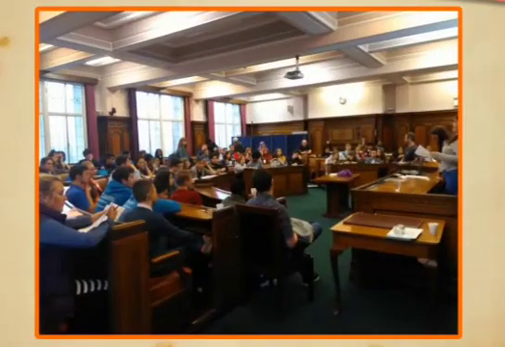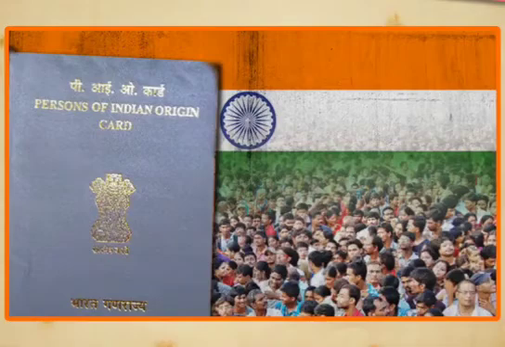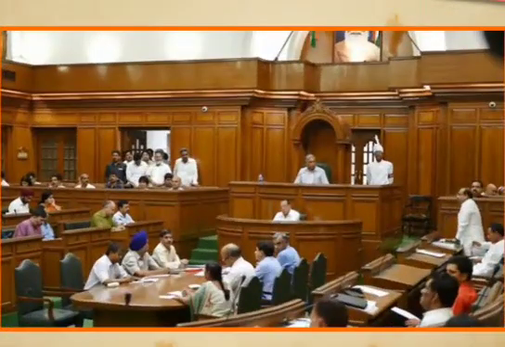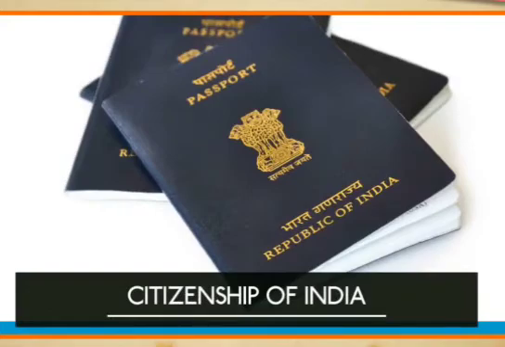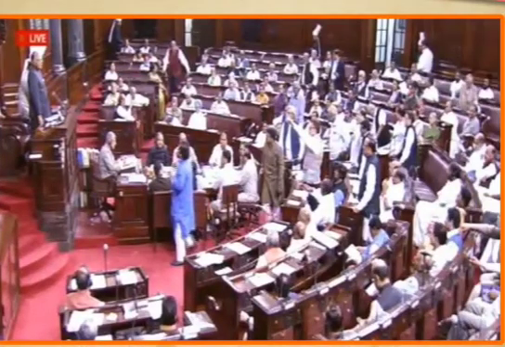In order to become a member of Parliament, a person must be a citizen of India. He must not have an unsound mind or be an insolvent. He must not hold an office of profit under the government. If a person has given up the citizenship of India or has been disqualified under any law made by Parliament, one cannot contest elections to the Lok Sabha and Rajya Sabha.